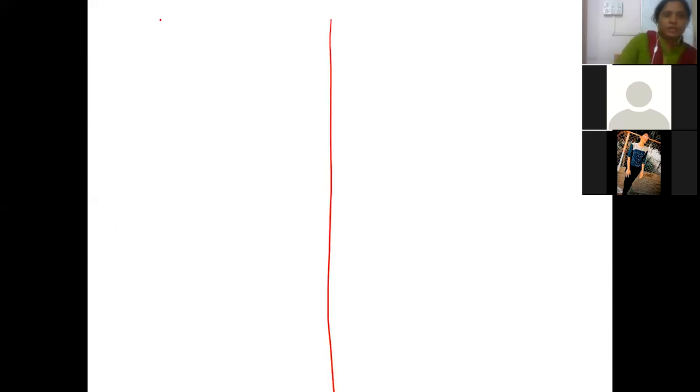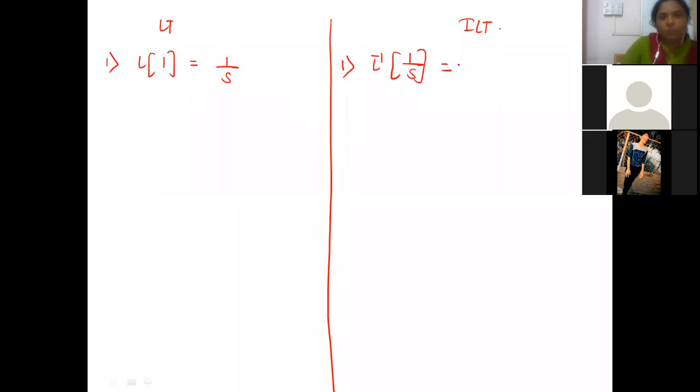I think I have given you one comparison between Laplace transform and inverse Laplace transform. So what is the first formula in Laplace transform? We know Laplace transform of 1 is 1 upon s. So in inverse Laplace, the first formula is Laplace inverse of 1 upon s is 1. Laplace inverse and Laplace get cancelled, so only 1 is there.